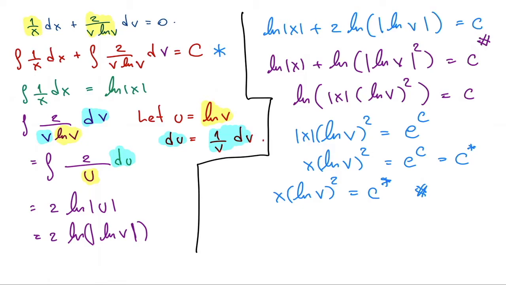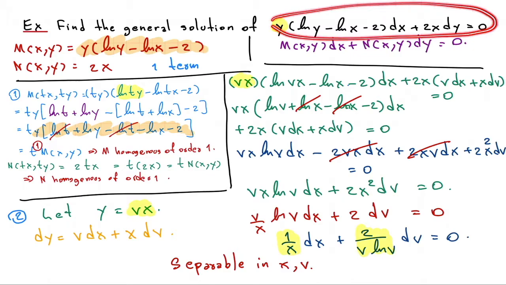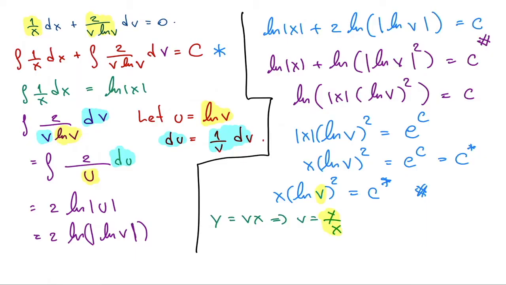So the last step is to substitute v back into the solution, because before this we let y be vx. So v is actually y divided by x, so we need to substitute this v by y divided by x, because this problem has x and y, not v. So to answer this question, we need to get rid of v. So we have x log of y divided by x squared equals c star. That's it.